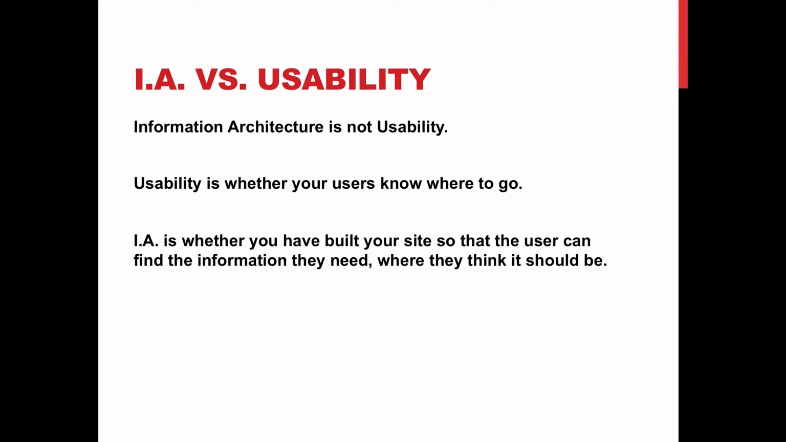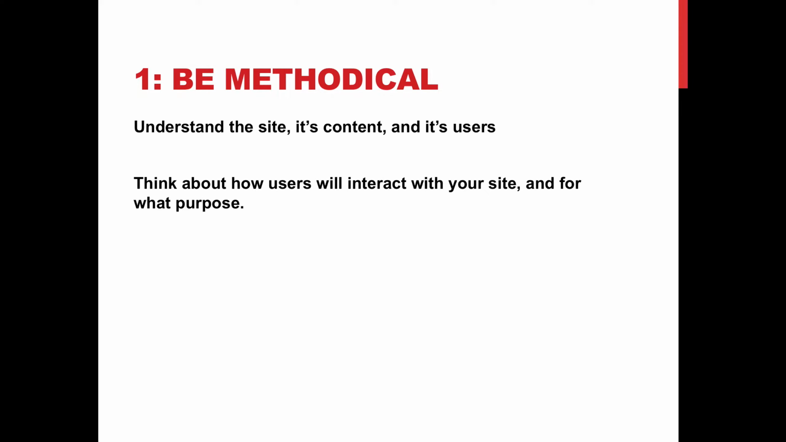So with that being said, I have 7 really simple tips for information architecture, and I want you to use these in the card sorting assignment that is part of this module. Okay, so number 1, be very methodical. Understand the site, its content, its users. So in my case, I had a fly fishing website that presented various fly fishing related content to users that were typically other fly fishermen. Think about how your users are going to interact with the site and for what purpose.